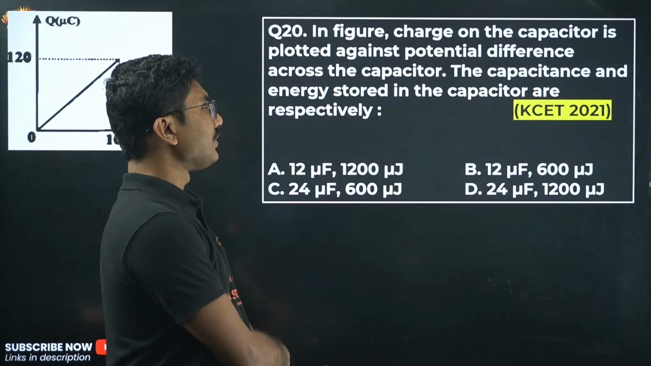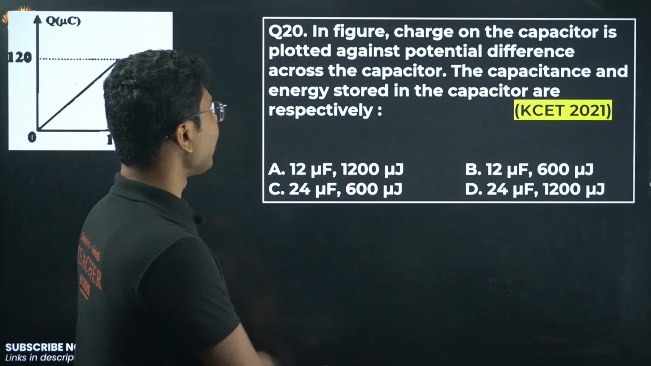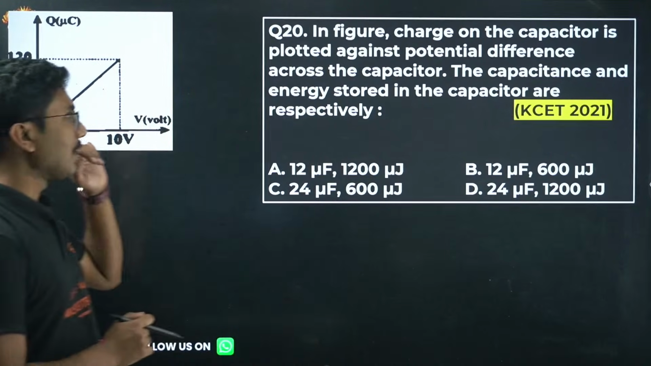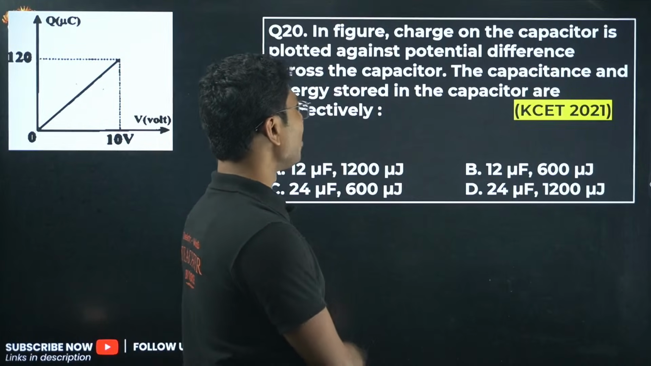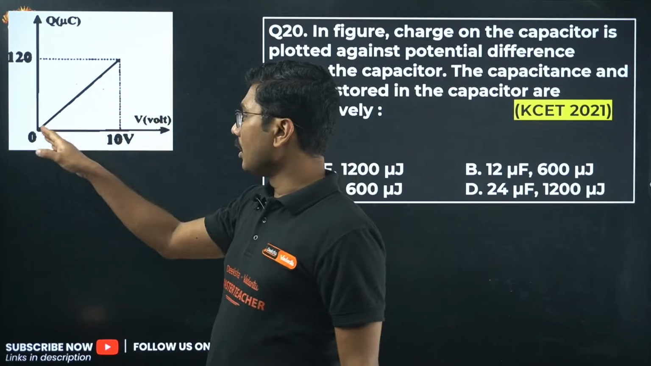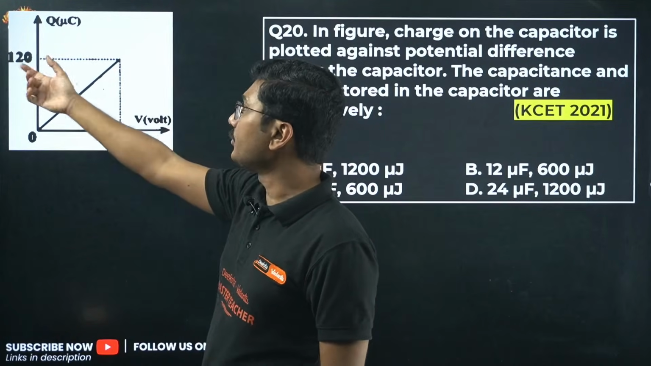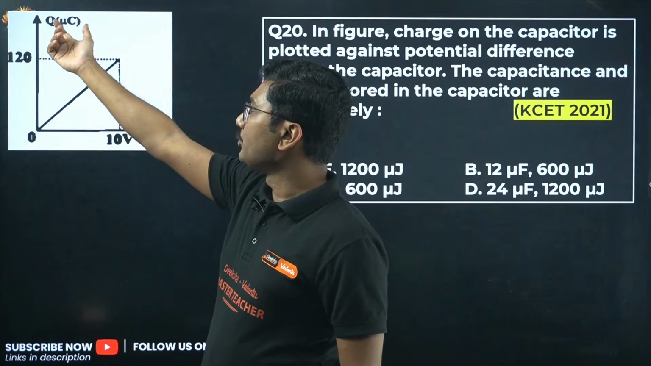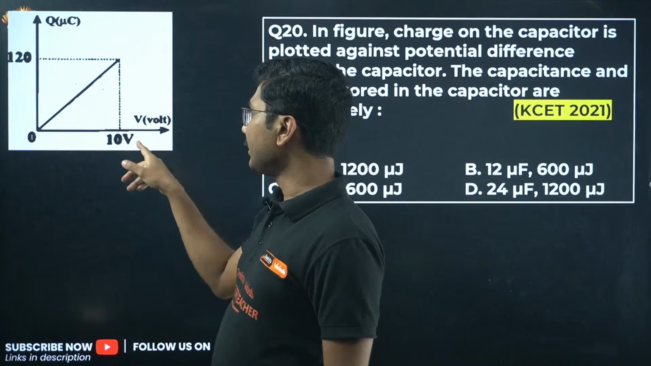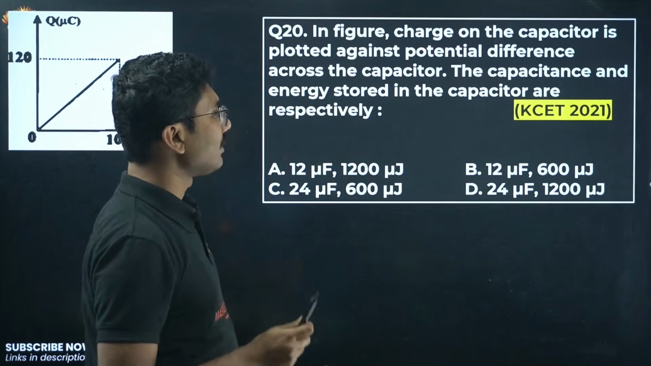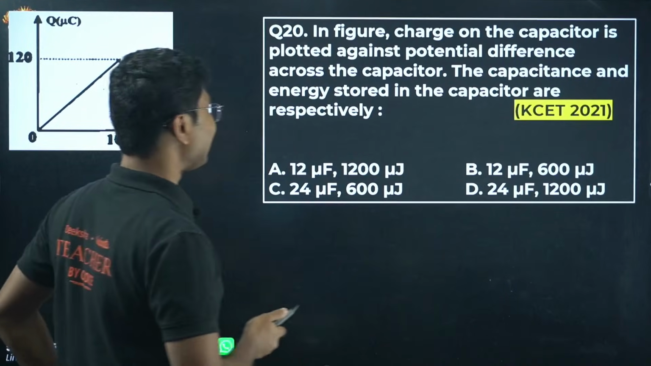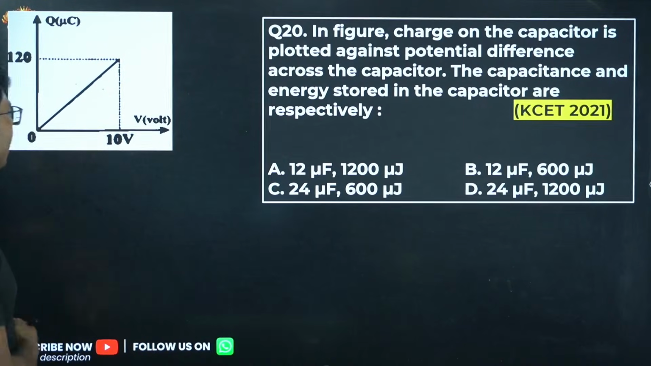In the figure, charge on the capacitor is plotted against potential difference across the capacitor. Here is the diagram. The capacitance and energy stored in the capacitor are respectively. So the capacitor is storing charge. 120 microcoulomb is stored at 10 volt. You have to calculate the capacitance and energy stored. Easy question, not very difficult.